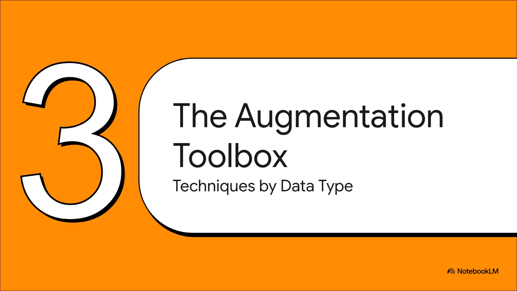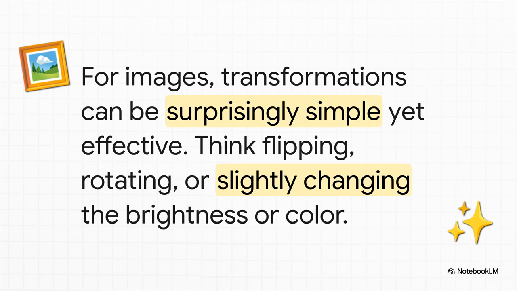Okay, so how does this whole thing work in practice? Well, the techniques are actually super creative, and you use different tricks depending on what kind of data you're dealing with. Let's start with images. For images, some of the transformations can be surprisingly simple but really effective. You can start with the basics, right? Like flipping an image, rotating it, maybe changing the brightness a bit. But that's just scratching the surface. The real magic happens when you get into the more advanced stuff.